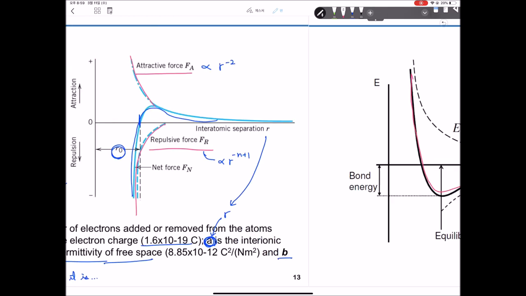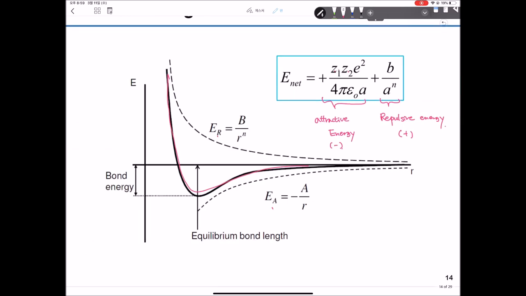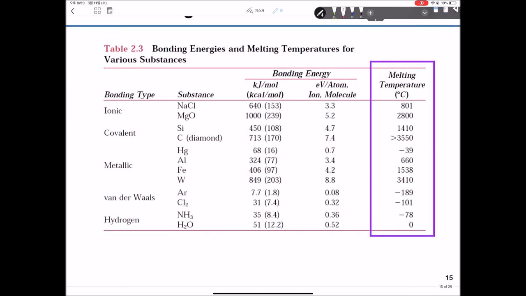This value is given, this value is given. All we need to know is these two values, which strongly depend on what type of material it is. Okay, so when you take a look here, the bonding energies and melting temperatures. This is a very nice preview of what we're going to look at.